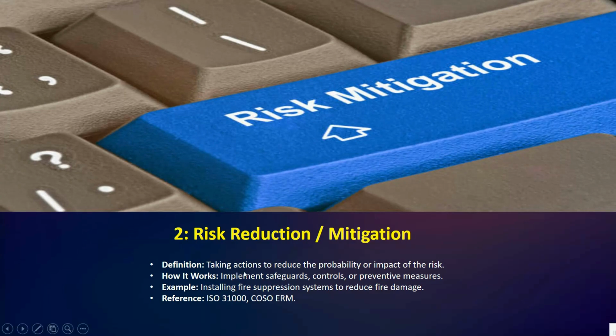Here we have the definition: taking actions to reduce the probability or impact of the risk. How it works: implement safeguards, controls, or preventive measures. You implement specific safeguards, controls, or preventive measures to either decrease the probability of the risk occurring or lessen its potential impact if it does. This proactive approach aims to make the risk more manageable and less severe.